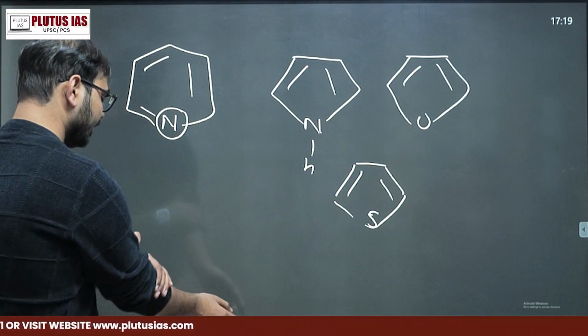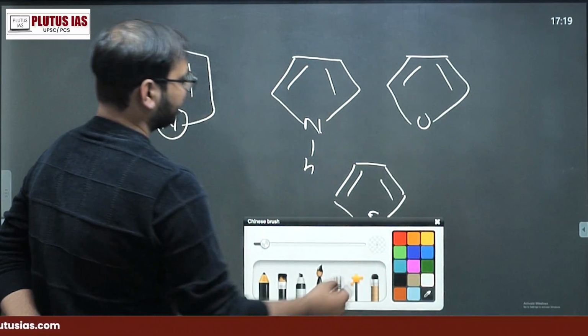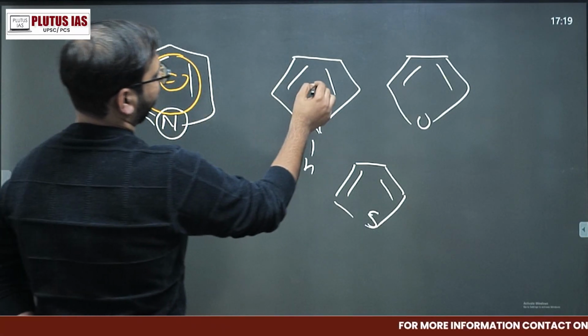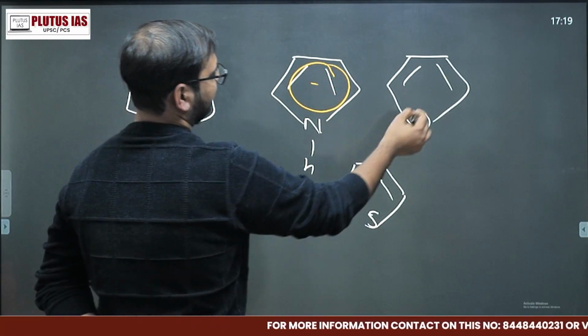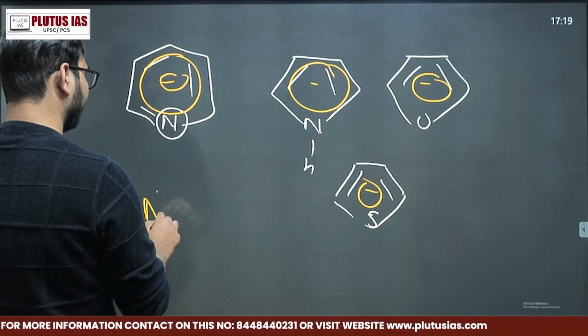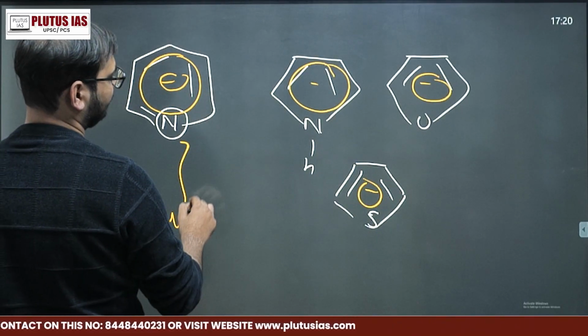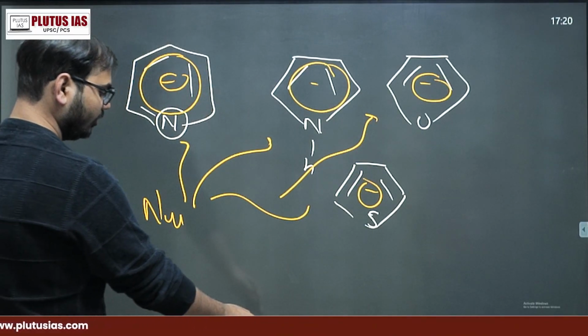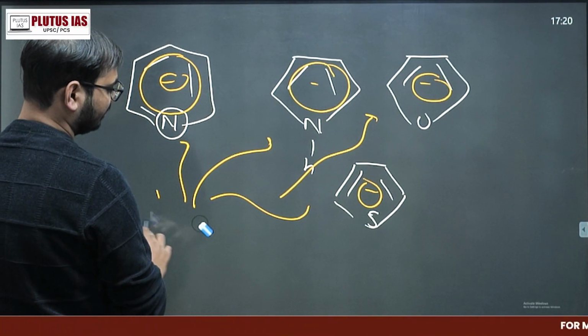Now, in all of these compounds, one thing is common: they all contain a pi electron cloud, which is negatively charged and delocalized over the entire system. So the first thing, in order for any nucleophile to attack, the problem is that all of them have negative charge density, which does not favor the attack of a nucleophile.